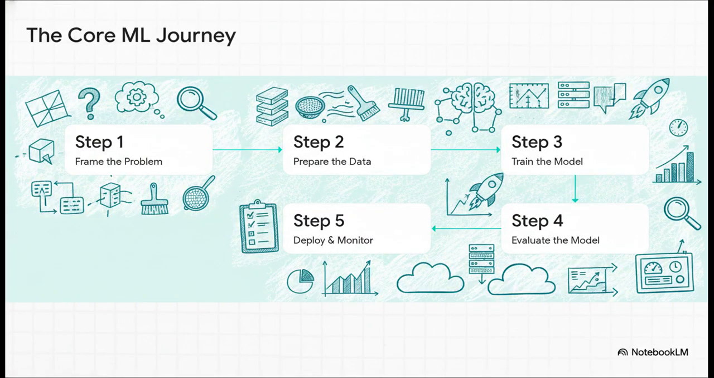We can actually boil down that big, loopy diagram into 5 core stages. First, you have to frame the problem. Then comes the incredibly important step, prepare the data. After that, you train the model, you evaluate it, and finally, you deploy and monitor it. We're going to follow this path for the rest of our explainer.